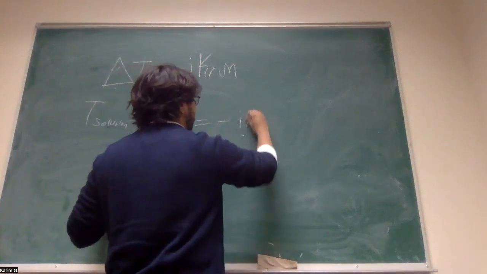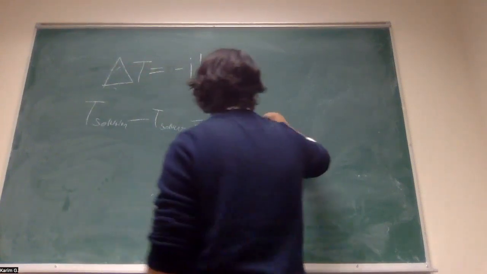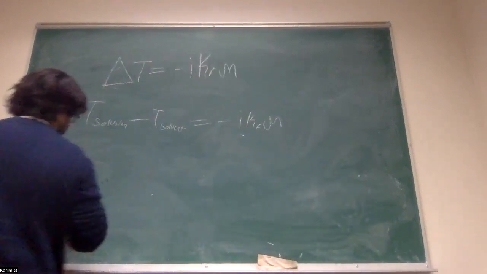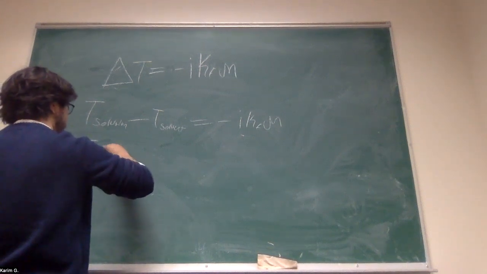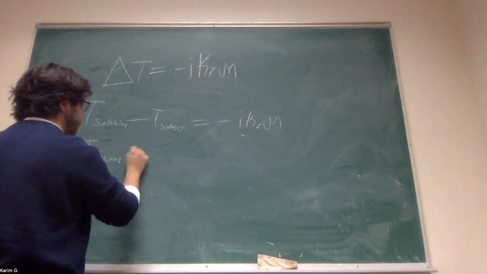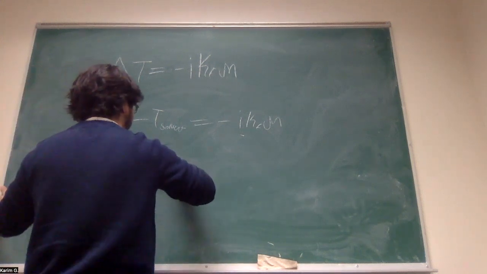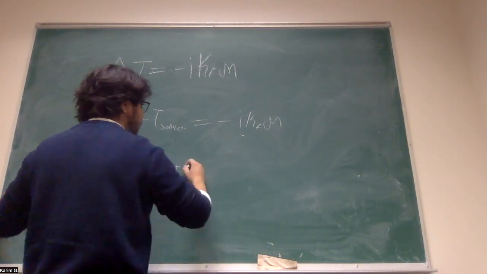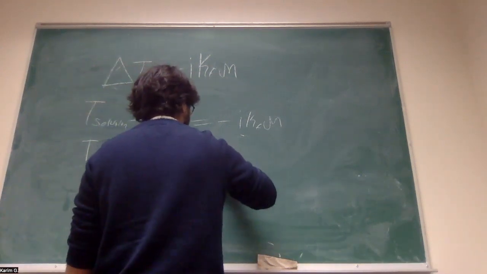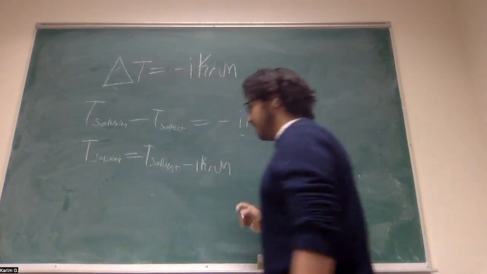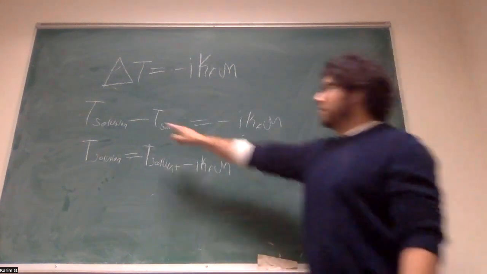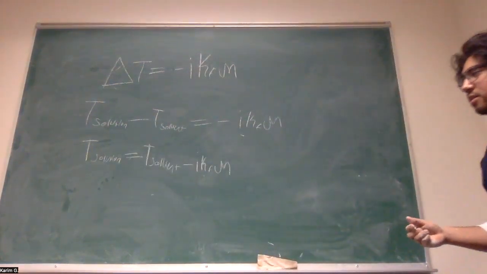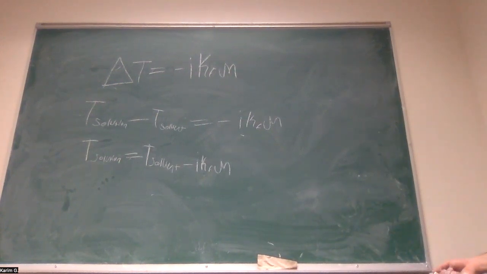So negative i Kf molality. Now if we wanted to solve for our solution, we'd have T solvent minus i Kf molality. You see how I got there? I just moved this to the side. Cool. So the T's are the freezing points.